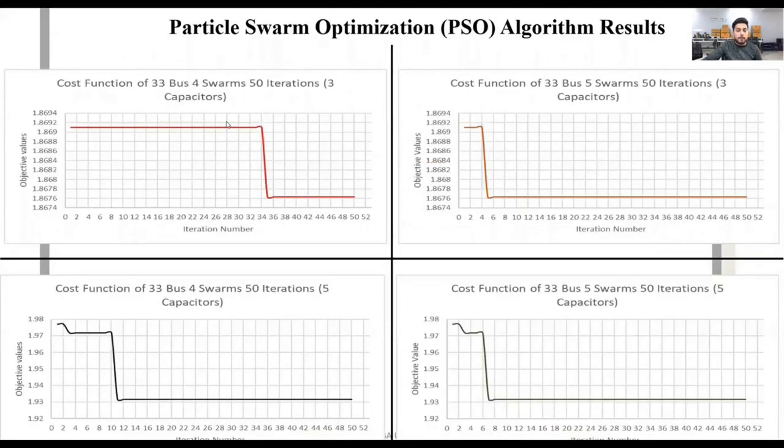For now, we are moving towards the PSO algorithm. So these are the graphs of the PSO algorithm. Here you can see that our system is converging at the 35th iteration, with 4 swarms. And after applying 5 swarms, our system converges at the 5th iteration, which means our system converges faster after increasing the number of swarms. These two graphs show the same results.